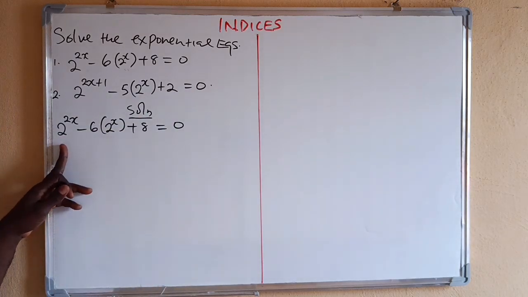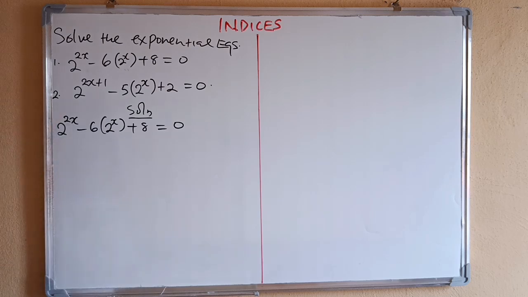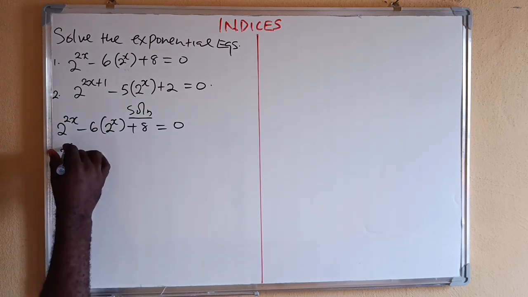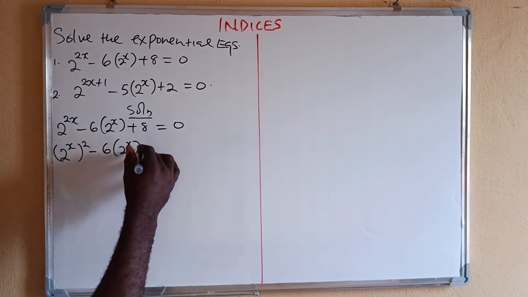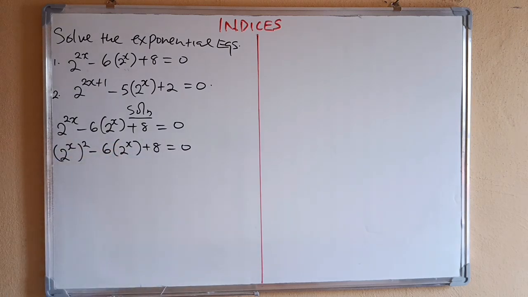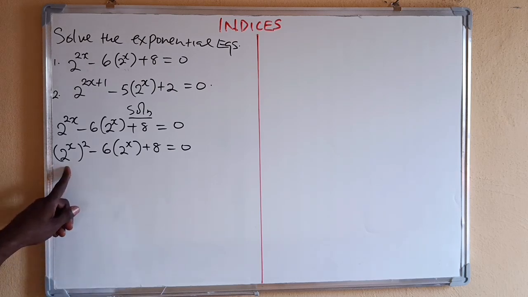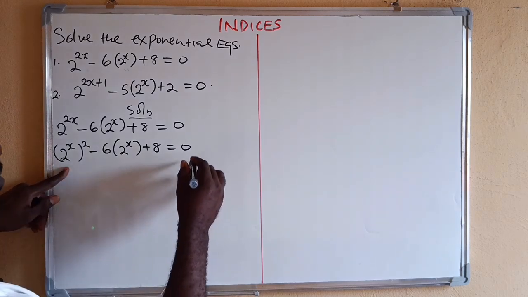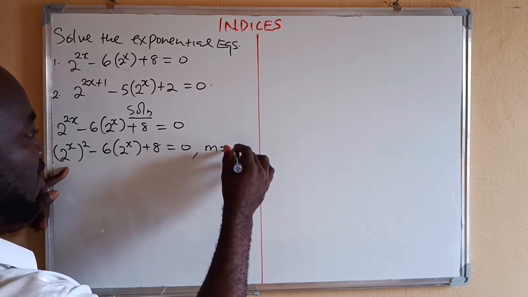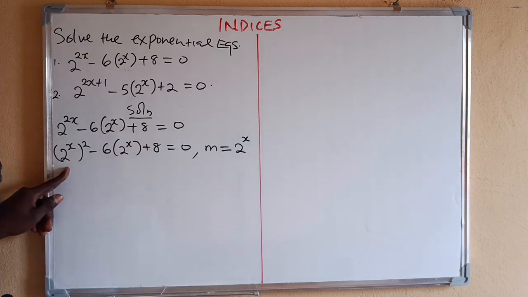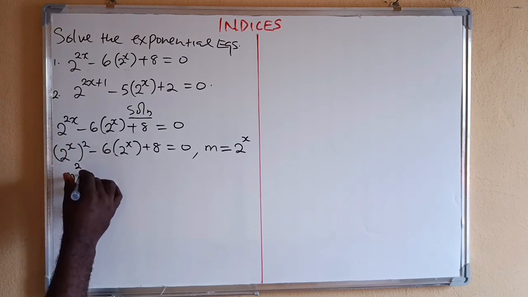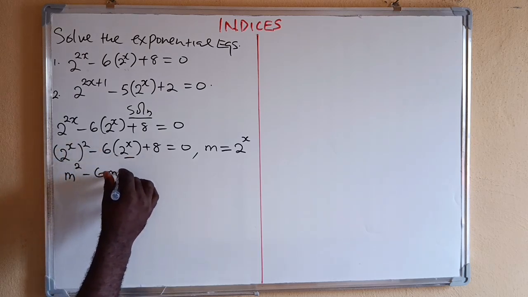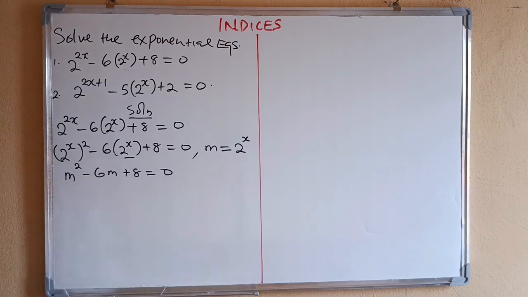I'm going to rewrite this to keep the 2 as a power. So I will have (2 to the power of x) all to the power of 2 minus 6 times 2 to the power of x plus 8, and this will be equal to 0. The next thing I'm going to do is let m be equal to 2 to the power of x. So whenever I say 2 to the power of x, I will substitute m. So I will have m squared minus 6m plus 8 equals 0. So I can factorize this.